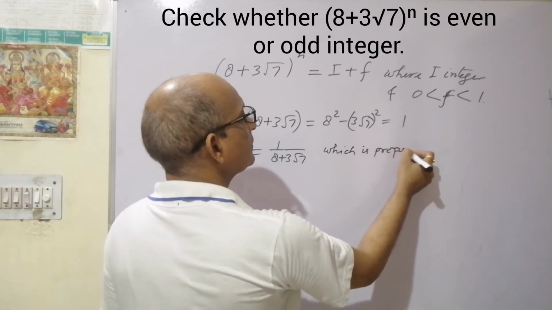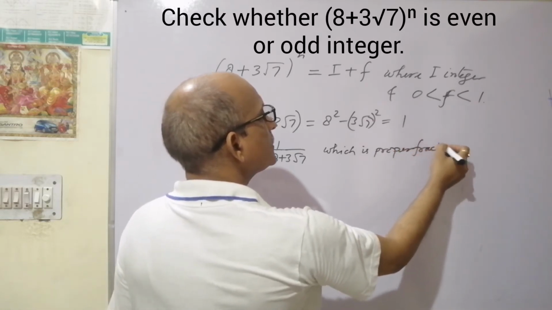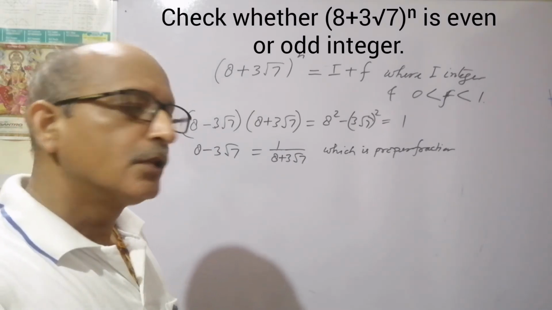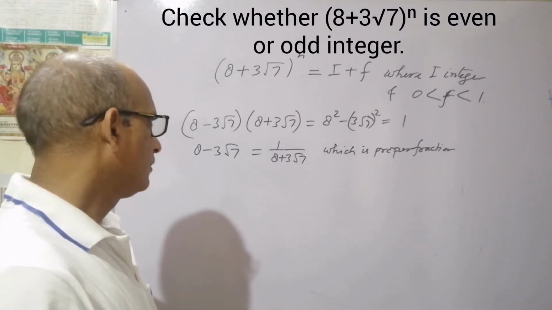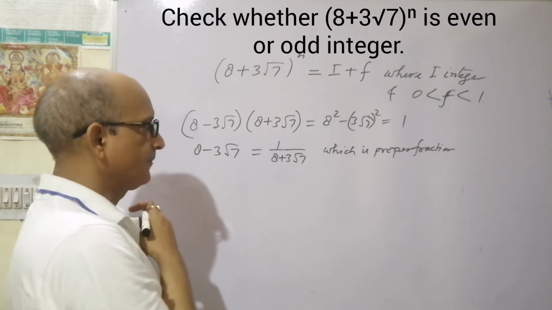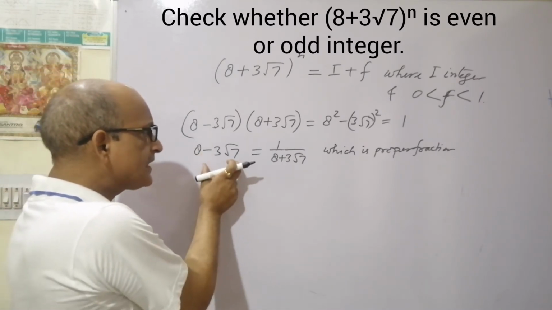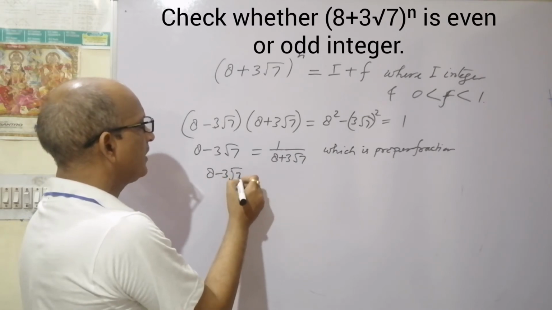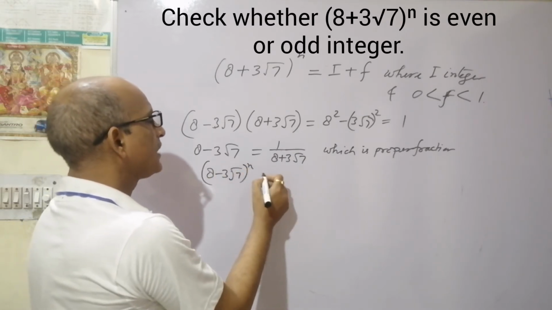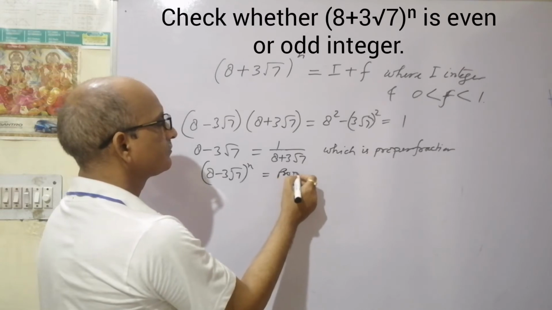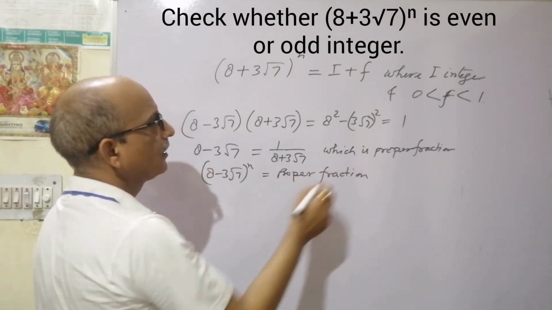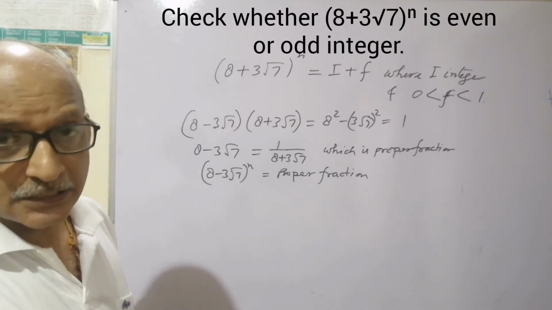Why proper fraction? Just because 1 is divided by a number bigger than 1, so it will be a proper fraction. Okay, now let's see. If this is a proper fraction, then obviously (8 minus 3 under root 7) to the power n will also be a proper fraction. F is already a proper fraction.